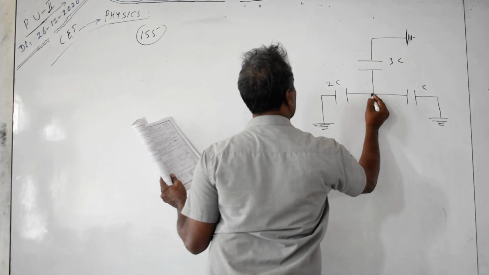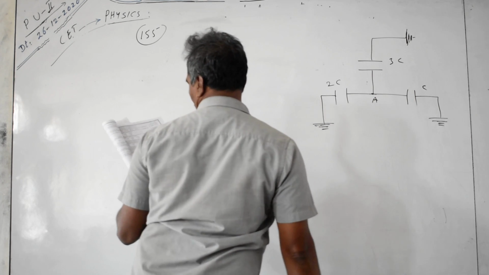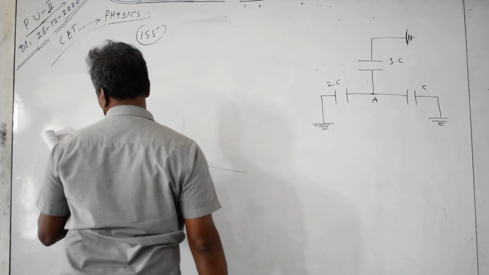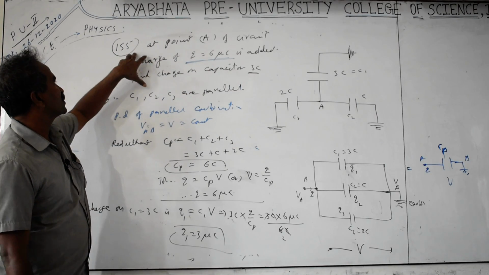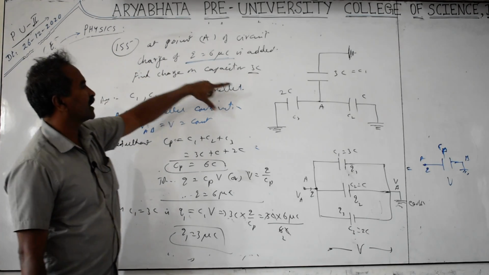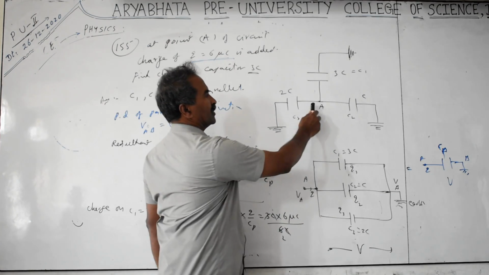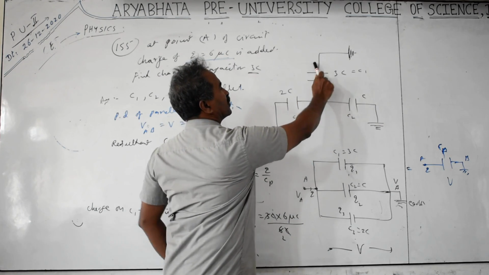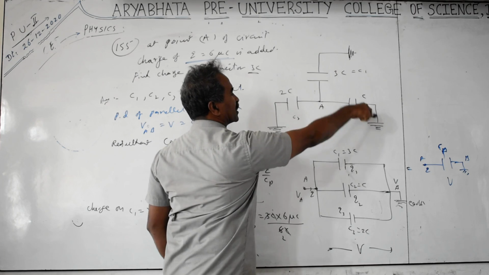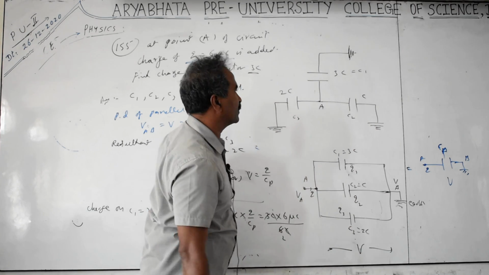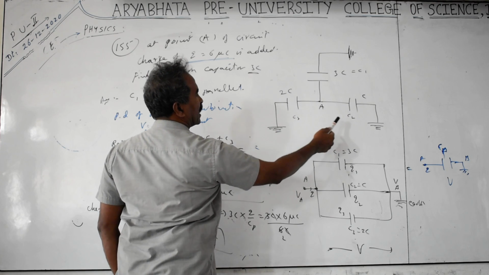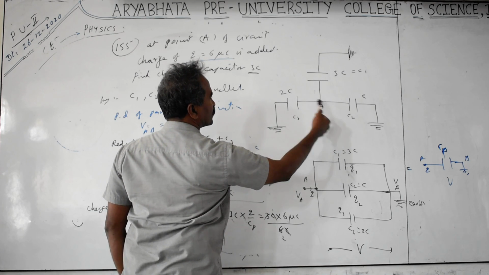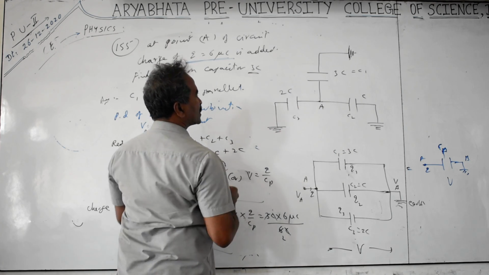And this point is A. What you are asked is, given the arrangement, 6 microfarad charge. So the next question is 155. At point A in the circuit, you are given the 3 capacitors. One terminal is connected to A for all 3, the other terminal is connected to the grounding or common terminal, we can take earthing. One capacitor I will take as C1, that is 3C, another is C, I will take it as C2, another is 2C, I take it as C3.